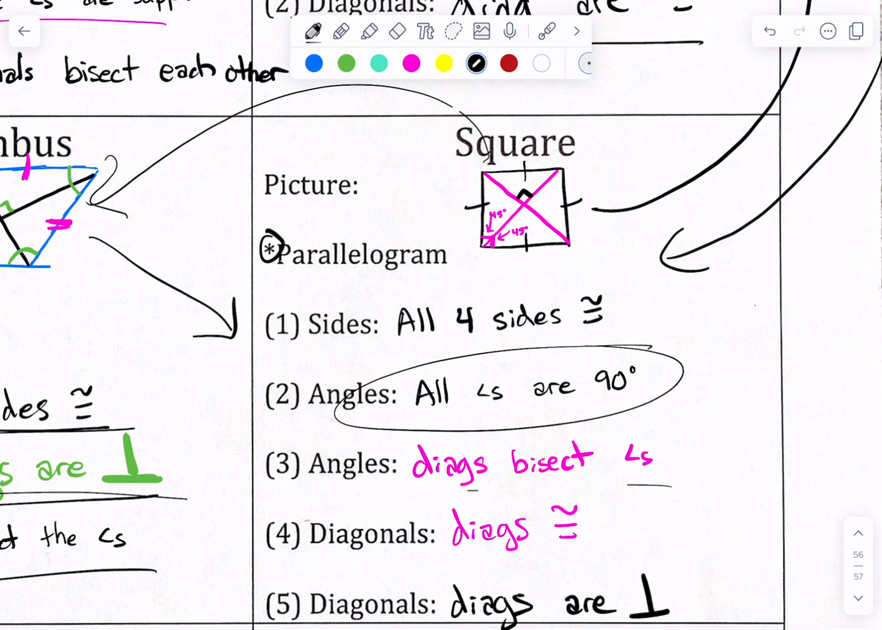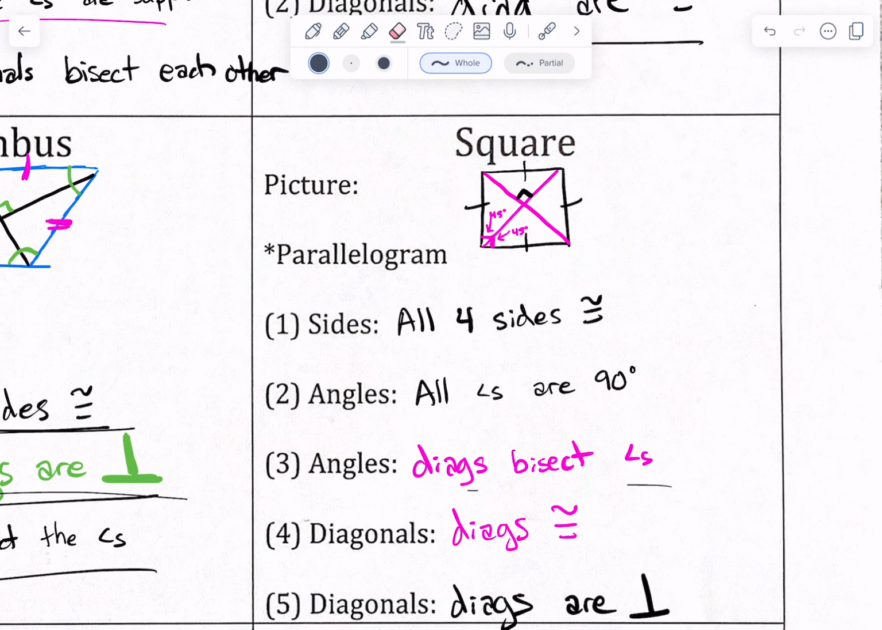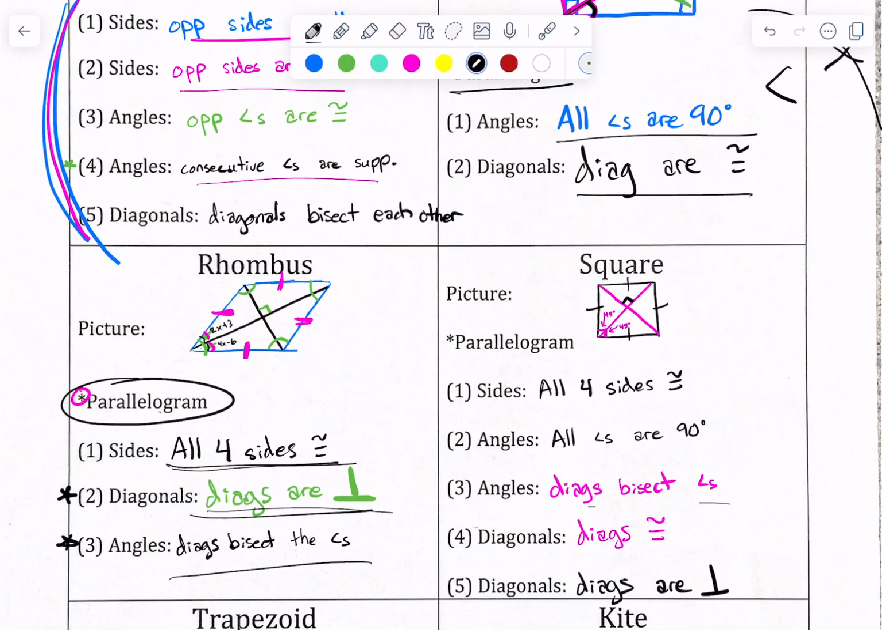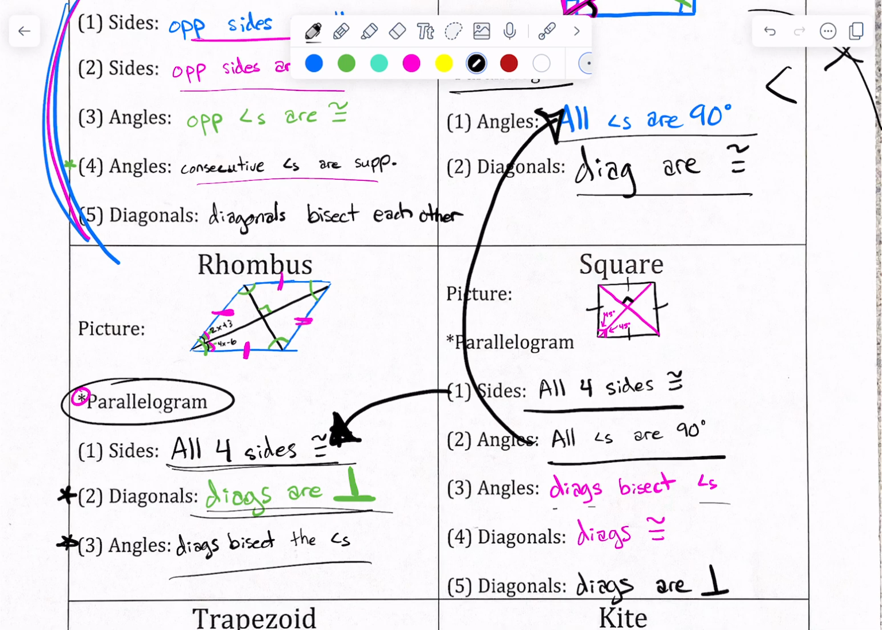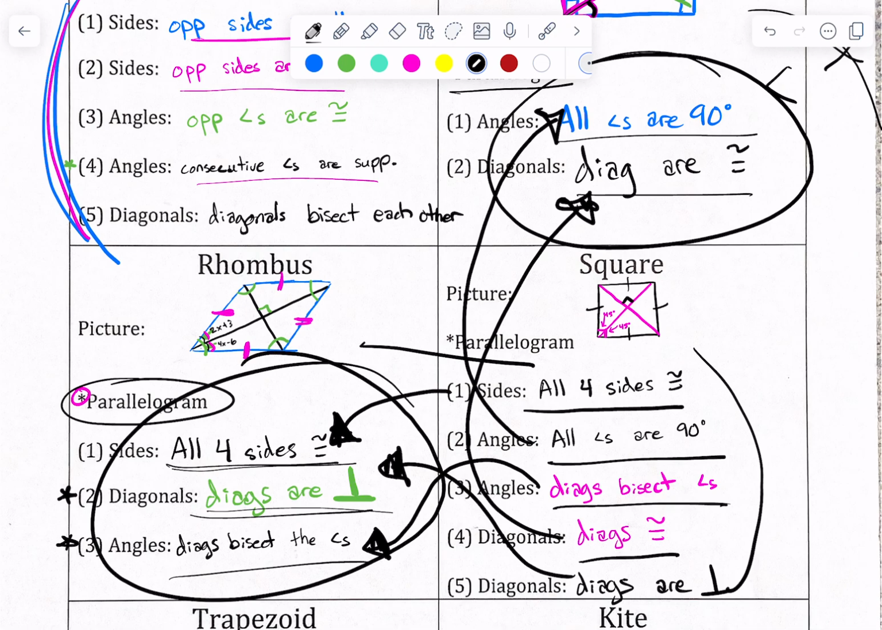Now here's the deal. Here's how you can remember these things. Ready? Let me erase some stuff. Okay, in a square, all four sides are congruent. All angles are 90 degrees. The diagonals bisect the angles. The diagonals are congruent. The diagonals are perpendicular. All five of these things come from these two and these three combined, because a square is a combination of a rhombus and a rectangle.